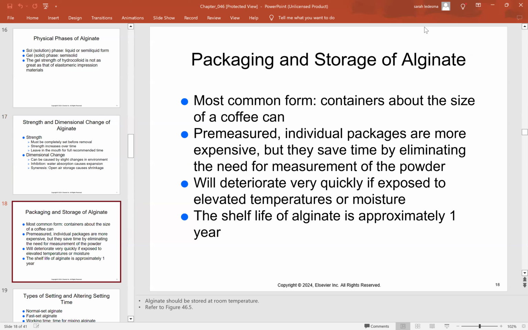Packaging and storage of alginate. So the most common form, we have containers that are about the size of a coffee can. Pre-measured individual packs are more expensive, but they do save time because they eliminate the need for measuring of the powder. It will deteriorate very quickly if it's exposed to elevated temperatures or moisture, and the shelf life is about 1 year.